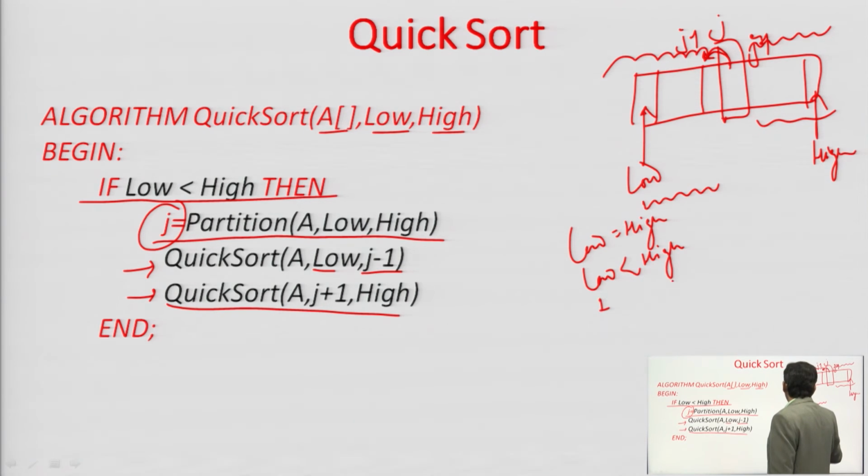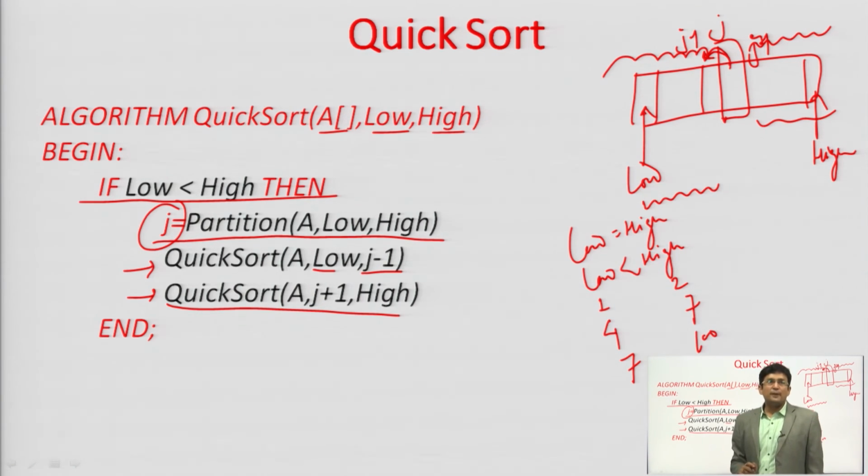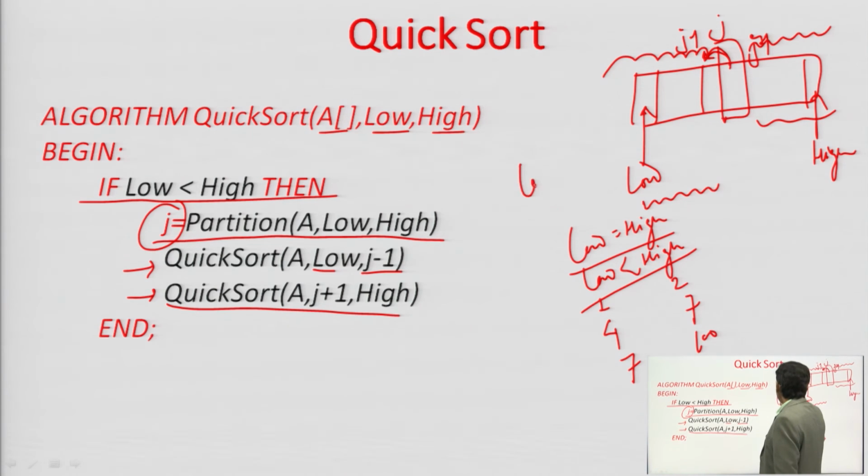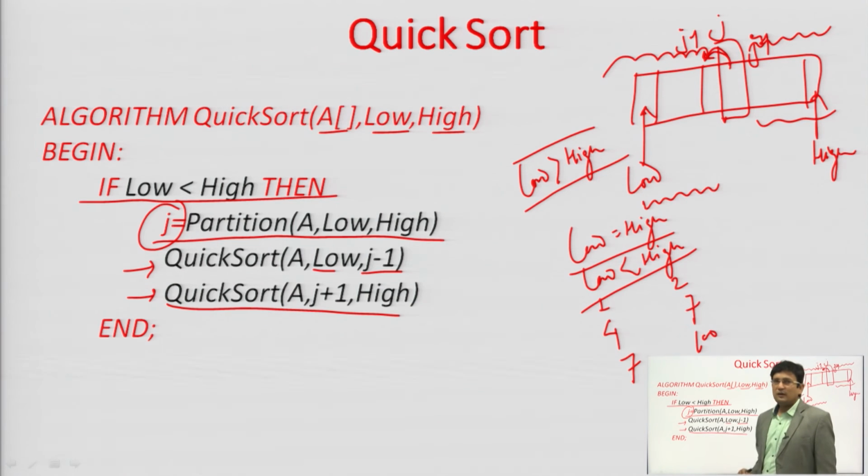For example, low is 1 and high is 2. So, you have 2 elements. Low is 4 and high is 7. You have 4 elements. Low is 7 and high is 100. That means you have 94 elements in this array. So, the meaning of low less than high is that we have 2 or more elements. Low equal to high means we have a single element. Low greater than high is not possible. In case this has happened, it is because of some mistake, or we have shifted low to the right side and high to the left side because of the partition algorithm. So, in that case also we will have to stop.